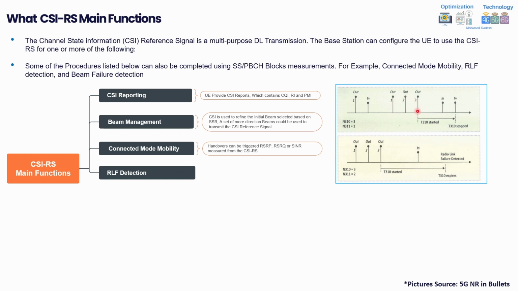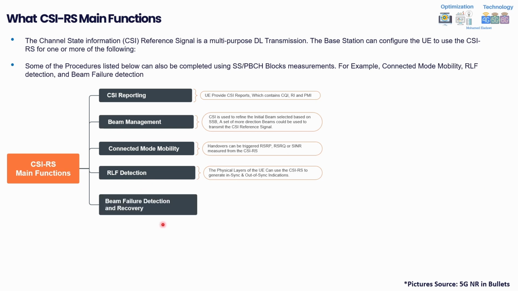For example, if there are 3 out of sync, that will start the T310 timer. If 1 or 2 in sync is acquired, this means the UE is still in connection and the radio link failure is not detected. However, if the 3 out of sync is detected, which in this example starts T310, and the user fails to make any in-sync, then this is considered a radio link failure. All this measurement can be done through the CSI-RS. So this is also one of the functions of the CSI-RS, the RLF detection, through measuring the CSI-RS.